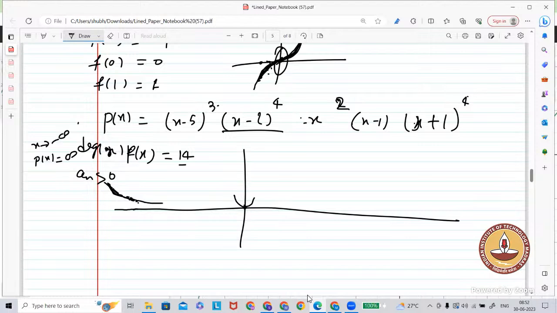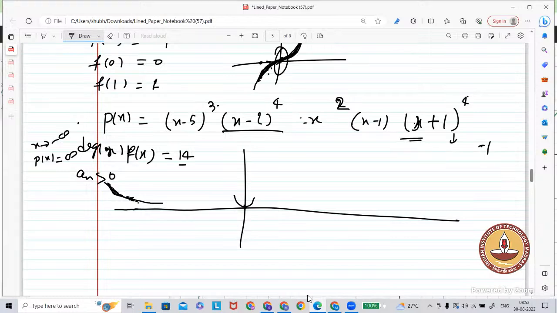Now this side is decided, and here we have -1 as one root. This term gives x is -1 as a root, which has multiplicity 4.